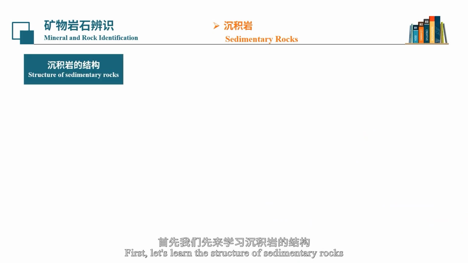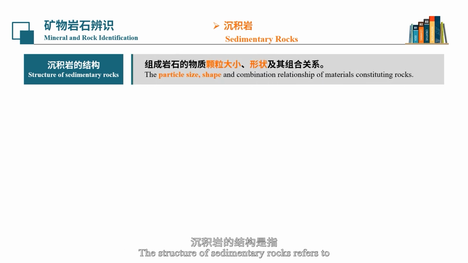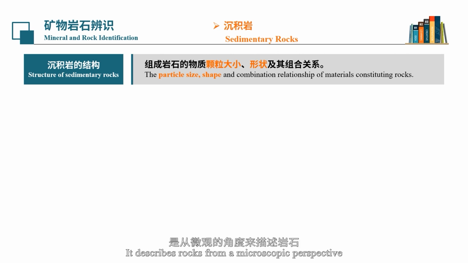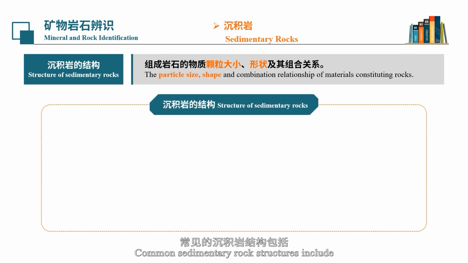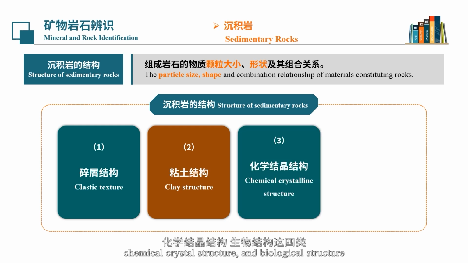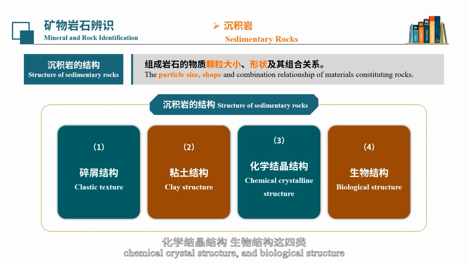First, let's learn the structure of sedimentary rocks. The structure of sedimentary rocks refers to the particle size, shape, and the combination relationship of materials constituting rocks. It describes rocks from a microscopic perspective. Common sedimentary rock structures include clastic structure, clay structure, chemical crystal structure, and the biological structure.